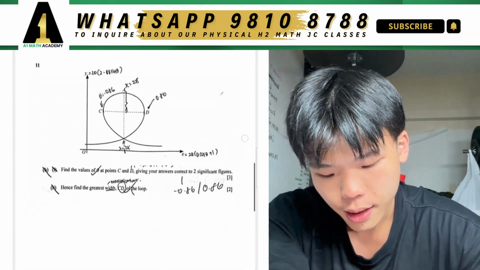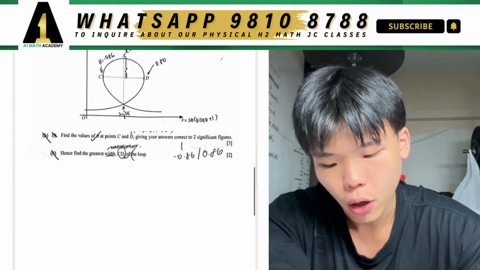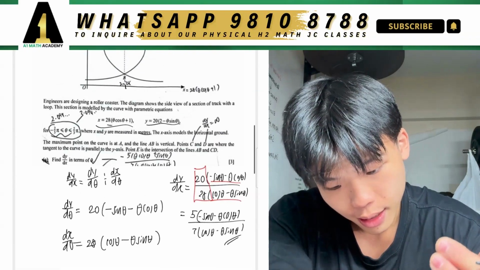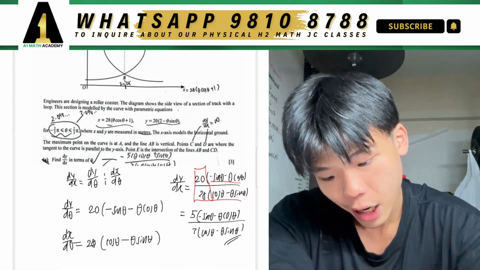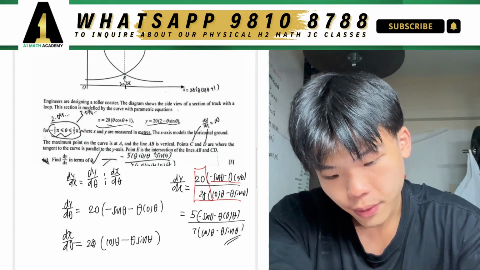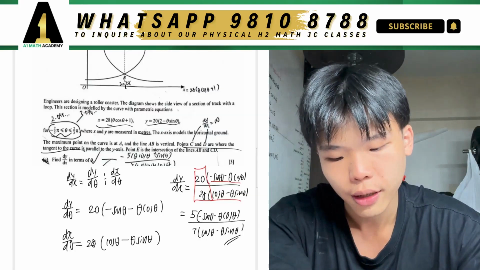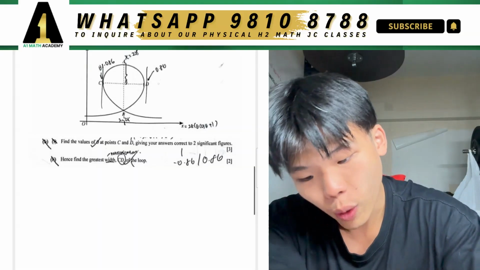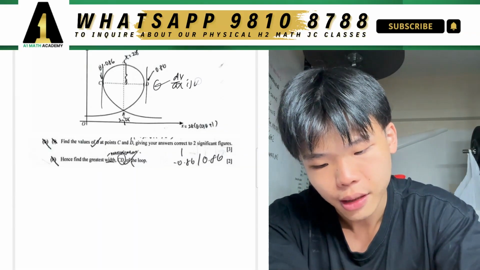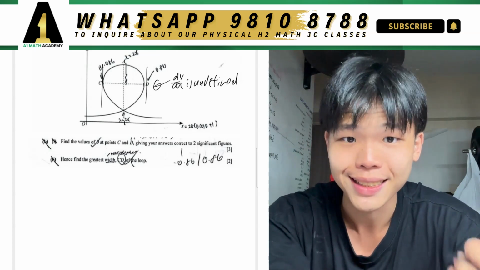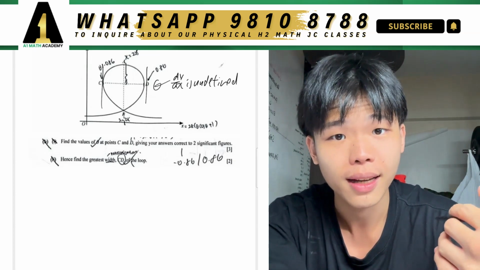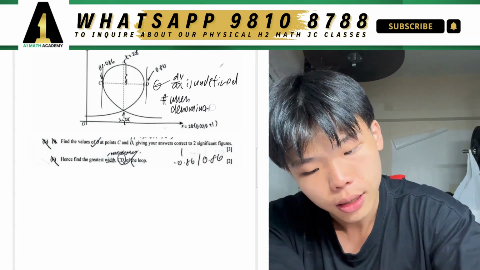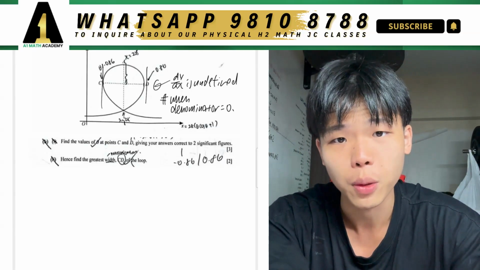Now for part B, they want us to find out the values of theta at C and D, giving your answer to 2 SF. And for this question over here, the context given to us is that C and D are on the same level, and C and D are points where the tangent to the curve is parallel to the y-axis. That means at C and D over here, the dy/dx is undefined. So how does the dy/dx become undefined at C and D? It's only undefined when the denominator equals 0, right? So a fraction will only be undefined when the denominator is 0.